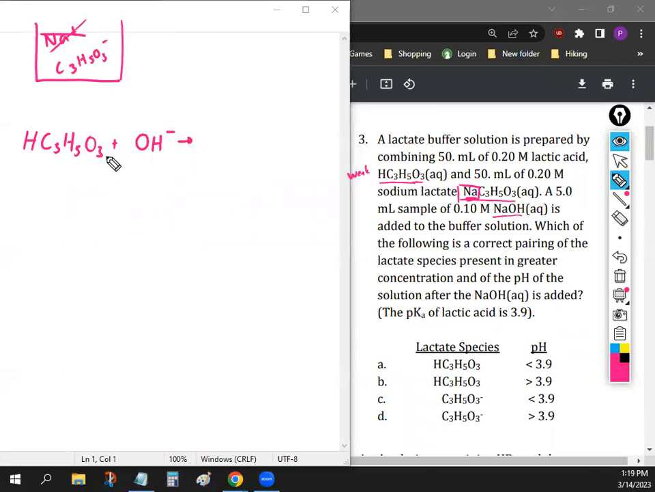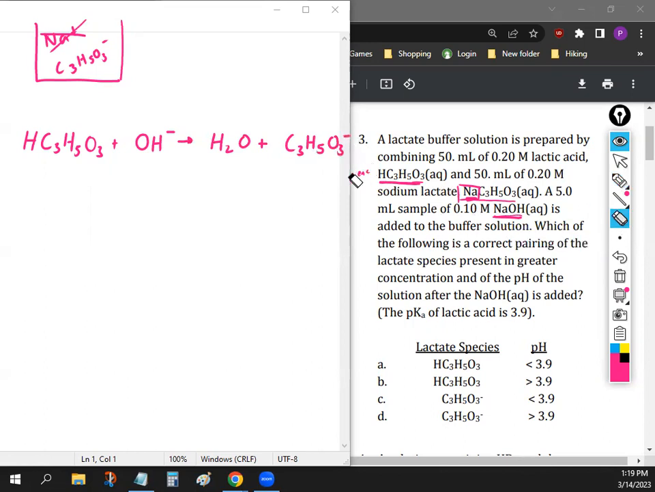Okay, does that make sense? This is the reaction that's happening. We're reacting the weak acid with the strong base. And we can ignore the Na because strong electrolyte breaks apart. Okay, so if this reaction takes place, it's a neutralization reaction. You're going to produce water. And then you're going to have your anion kind of floating around.